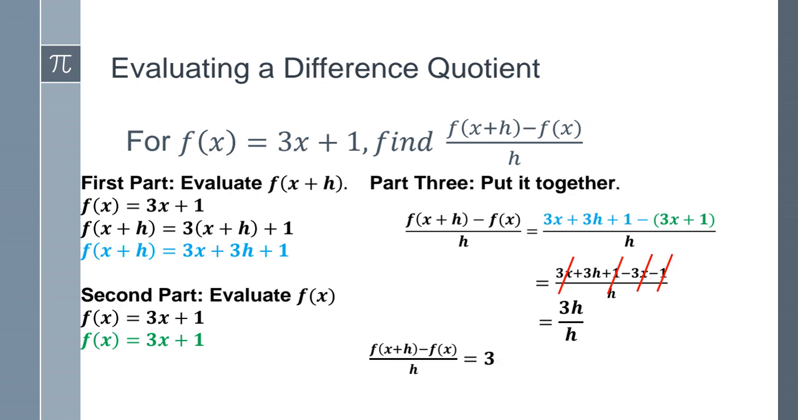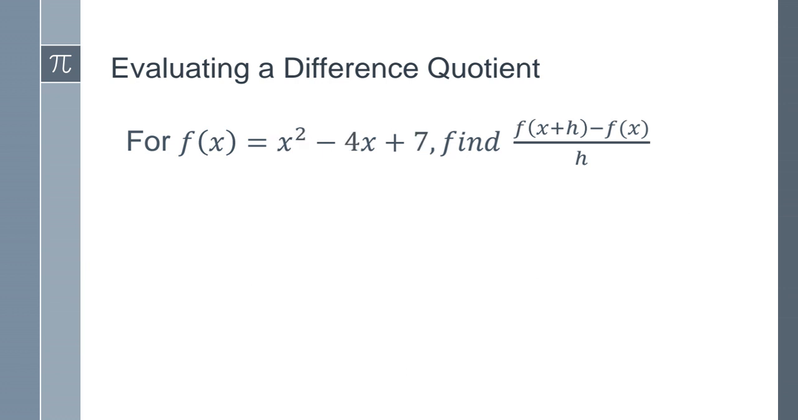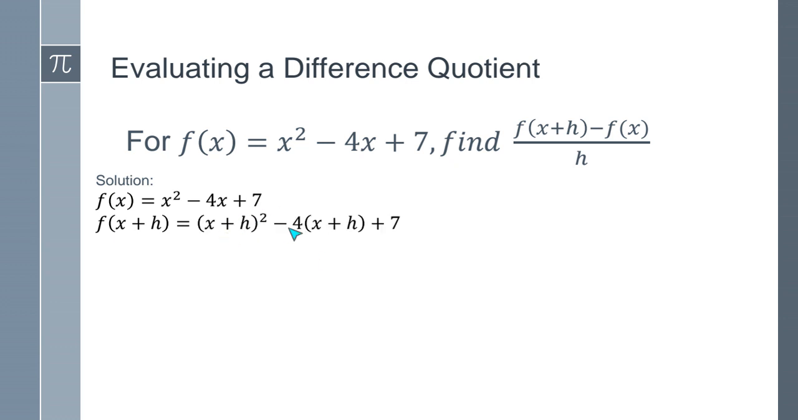Okay, we can try another one here. So again, you have x squared minus 4x plus 7. So first, you're going to go ahead and replace the x with x plus h. And we get x plus h squared minus 4 times x plus h plus 7. Then we're going to multiply these out. So x times x is x squared. X times h is xh. H times x is hx. And then h times h is h squared. Distribute the negative 4. So negative 4x minus 4h. And then you have your plus 7.